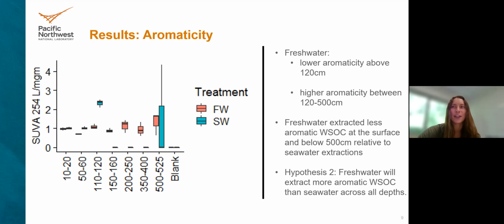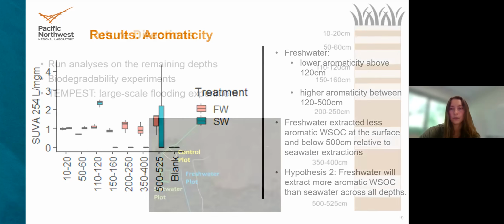Instead, we saw that freshwater had lower levels of aromaticity above 120 centimeters, and then higher levels of aromaticity between 120 to 500 centimeters. We had originally thought that we'd find correlations between ion concentrations and the aromaticity of soil organic matter, but overall, our results are pretty variable and leave a lot of room for further experimentation.